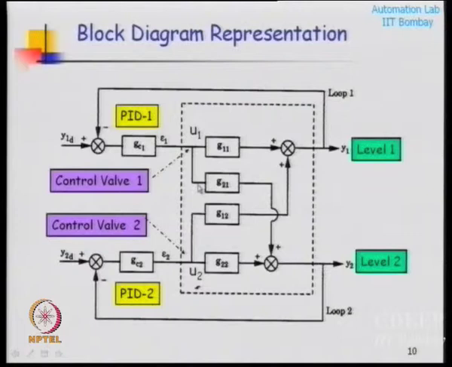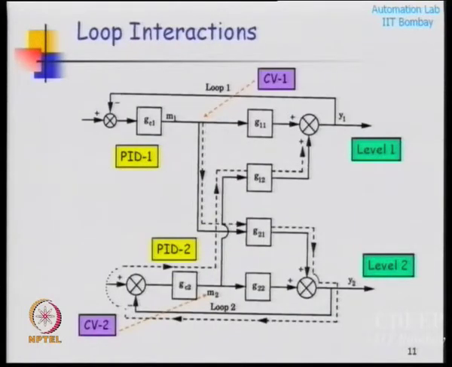G11 is the transfer function between U1 and Y1, G21 is between U1 and Y2, G12 is the transfer function between U2 and Y1, and this is the transfer function between Y2 and U2. And there are two PID controllers. I'll try to show you what is happening. What are the paths? Look at the output of this particular controller. M1 influences Y1 through this path, right? There is a direct path between M1 and Y1 through G11, and there is an indirect path, which is this. So you trace this path.